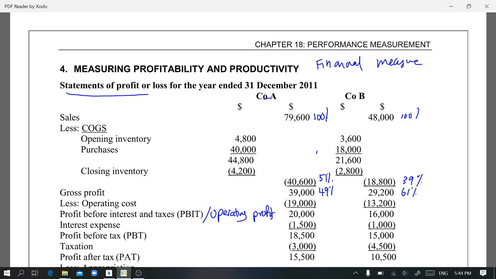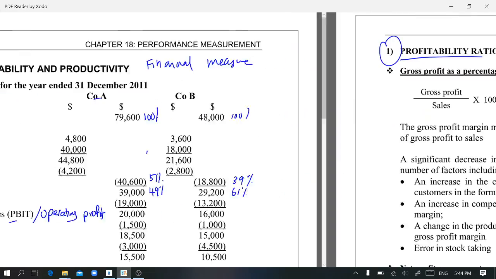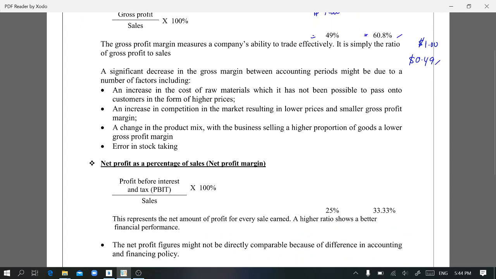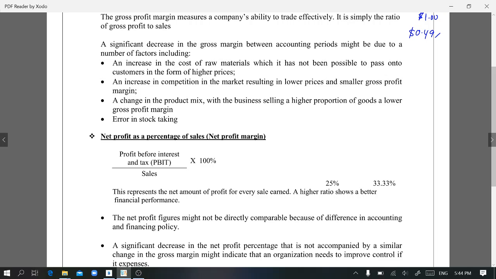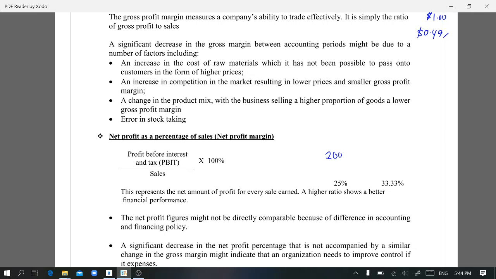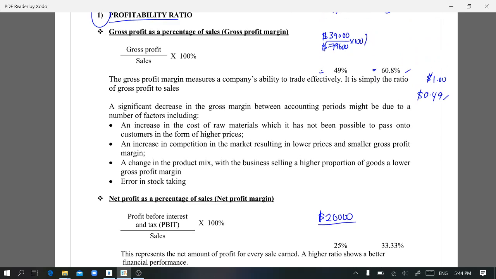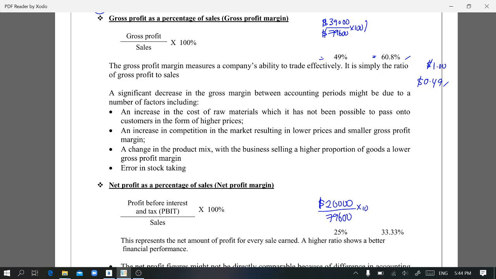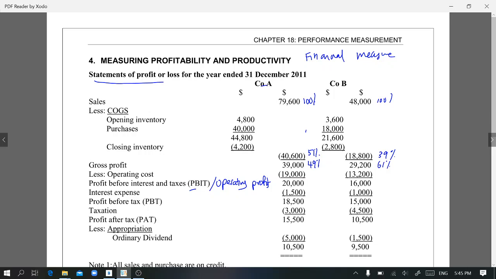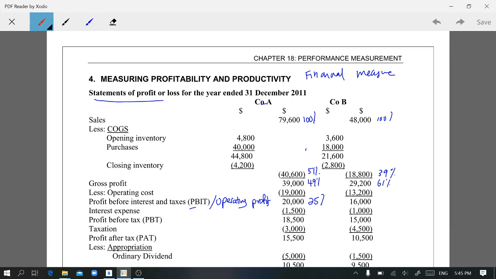Okay, next one will be net operating profit, means PBIT over sales. This is your PBIT over sales. Means every $1 of sales, 25 cents is your net profit. Okay, so 25%. So from 49% it drops to 25, so there's a drop of 24%.